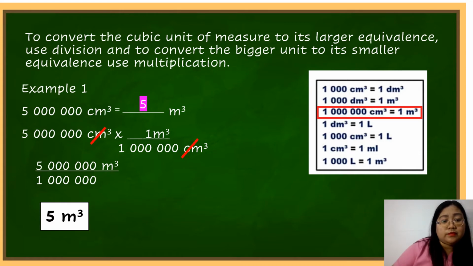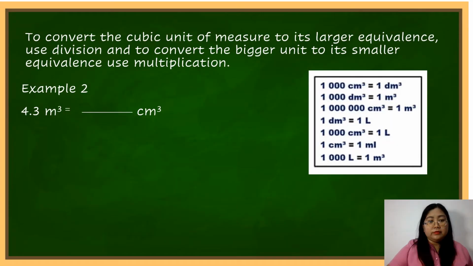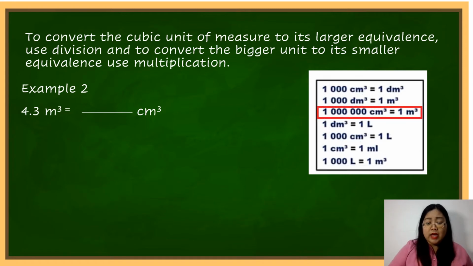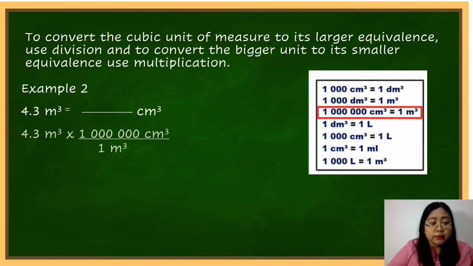Example number 2. 4.3 cubic meters is equal to how many cubic centimeters? Have you seen cubic meter to cubic centimeter? Yes, we have. 1 million cubic centimeters is equal to 1 cubic meter.